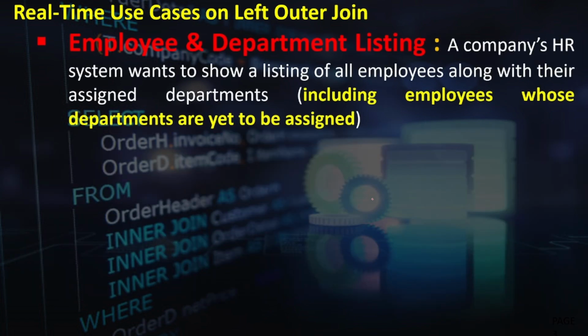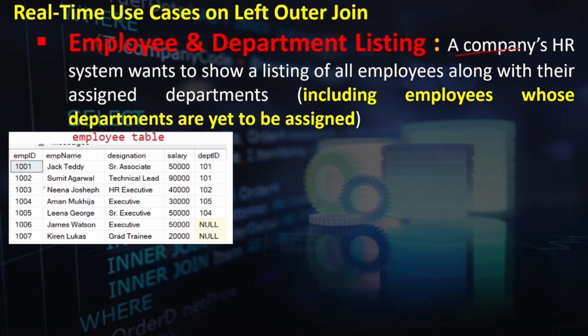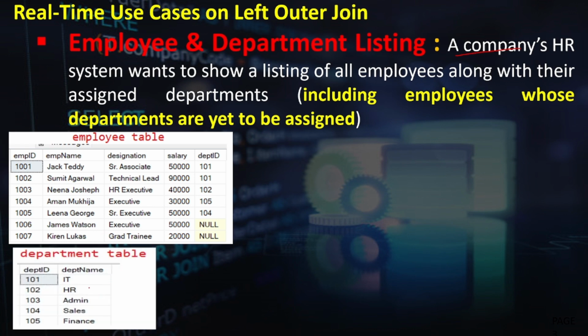Next, let's discuss the next real-time use case: employee and department tables. There are many employees in a company, but the company HR, the human resource department, wants to show a listing of all employees along with their assigned department. But some of the employees have not been assigned a department, and HR wants to display all those details. This is the employee data. We have 7 employees like Jack Teddy, Sunil, Sumita Agrawal, Lina Joseph, Aman Mukeja, James Watson, and Kiran Lucas. Likewise, we have departments IT, HR, admin, and this. You see that these two, James Watson and Kiran Lucas, have not been assigned a department yet.